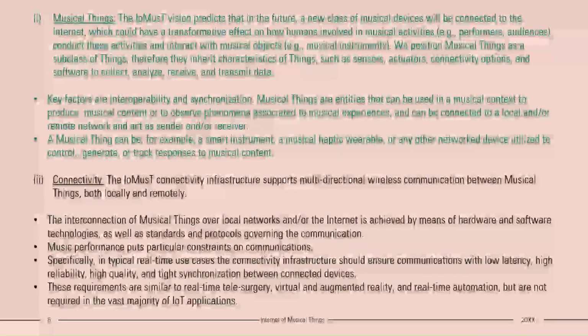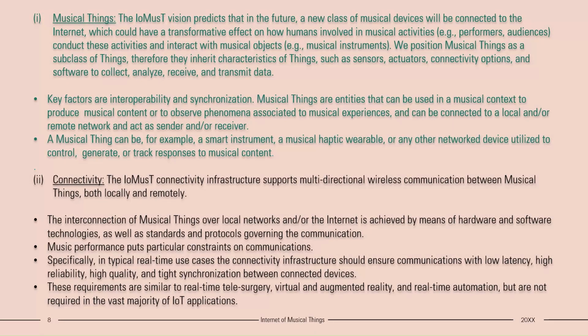When we come to the deep learning of musical things, we have the IoMusT vision that predicts that in future a new class of musical devices will be connected to the internet, which could have a transformative effect on how humans involved in musical activities, for example performers and audiences, conduct these activities and interact with musical objects, for example the musical instruments. We position musical things as a subclass of things, therefore they will be inheriting characteristics of things such as sensors, actuators, connectivity options, and software to collect, analyze, receive and transmit the data. The key factors of musical things are interoperability and synchronization.